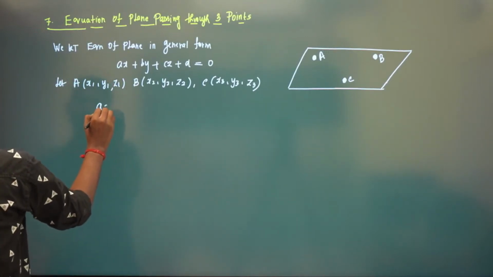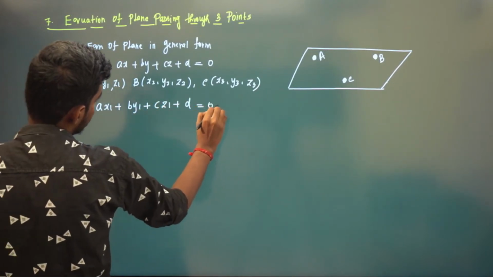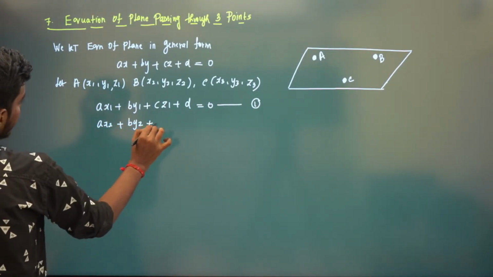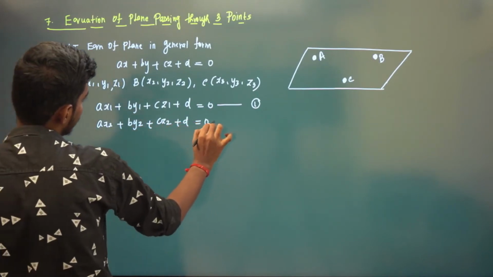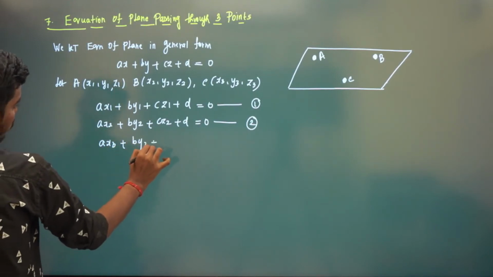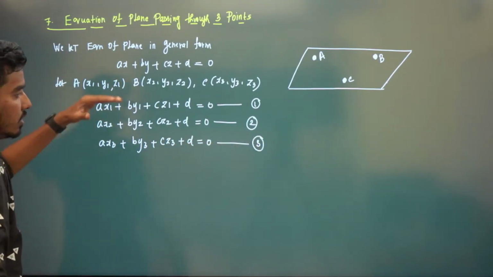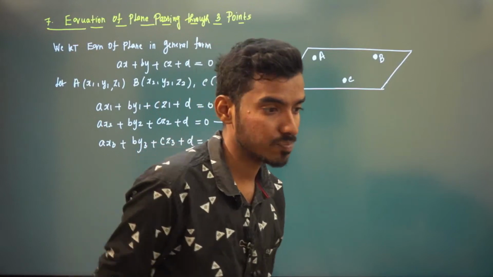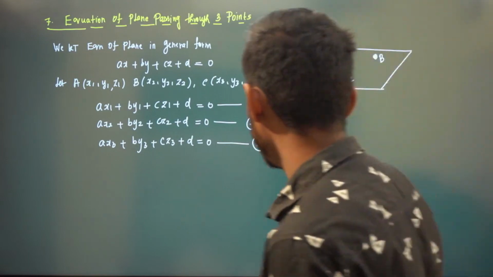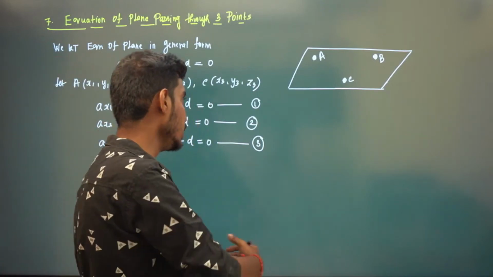That means we have ax1 plus by1 plus cz1 plus d is equal to 0. ax2 plus by2 plus cz2 plus d is equal to 0. ax3 plus by3 plus cz3 plus d is equal to 0. So we need to solve these three equations to get the equation of plane passing through 3 points, right? That means we need to eliminate a, b, c, d. So eliminate a, b, c, d, you will get the equation of plane.